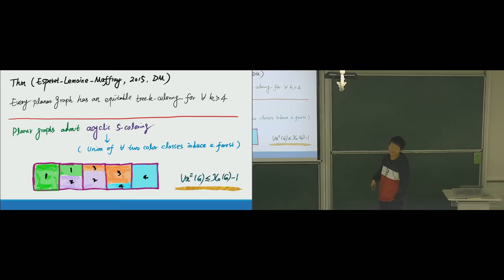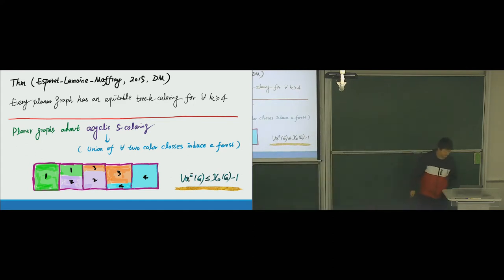And this proof is easier because we can start with an acyclic 5 covering of a planar graph. Acyclic covering means every 2 color classes induce a forest. So we can partition a planar graph into 5 sets, and the union of any two induces a forest. We can choose carefully so that we can induce a 4 equitable partition. That is the basic idea of their proof.